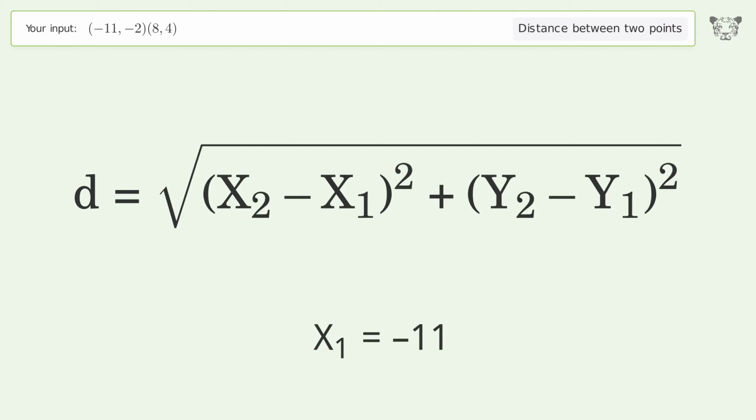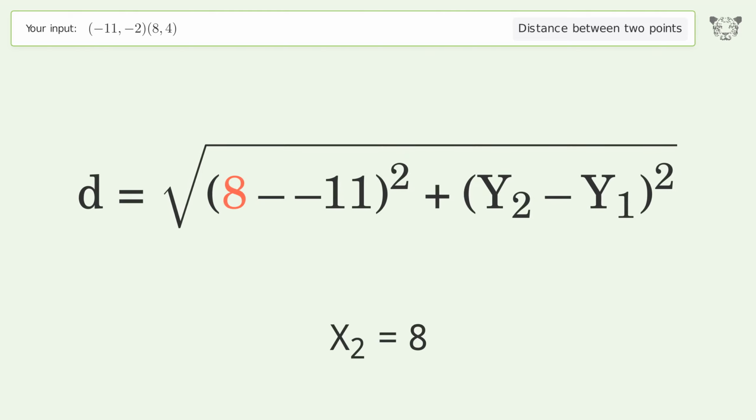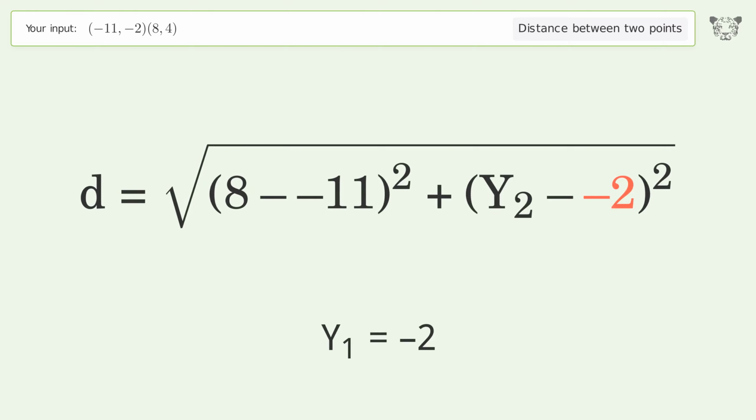x1 equals -11. x2 equals 8. y1 equals -2. y2 equals 4.